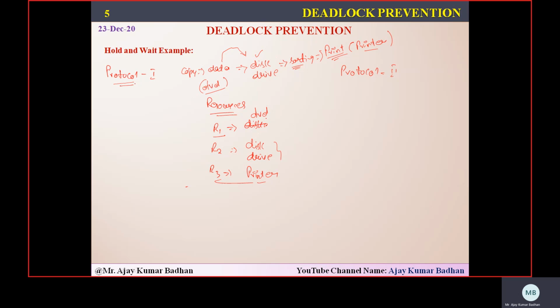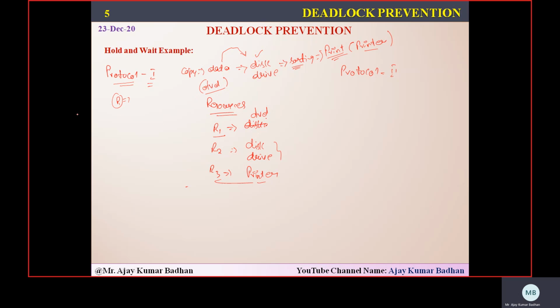Now let's see the first protocol, how we are going to implement it. In the first protocol, what did we discuss? The first protocol says that whenever a process, so we have created a process P1, this is the one which will perform this operation. It will get the data from the DVD, store it into a disk drive, apply a sorting algorithm, and finally print it. This is the responsibility of this particular process.